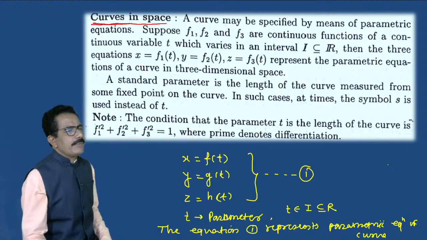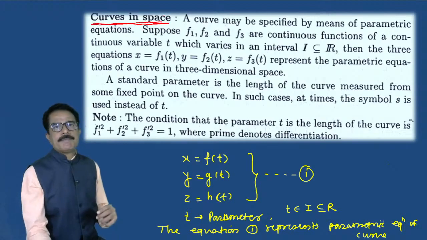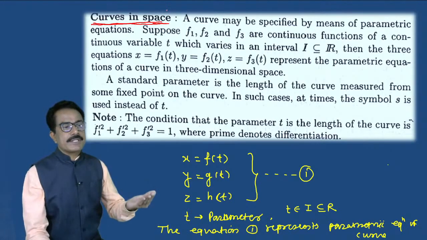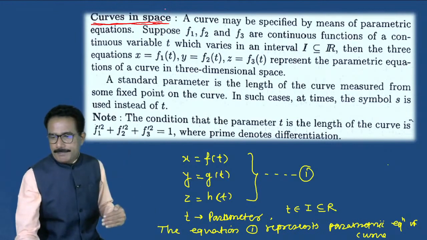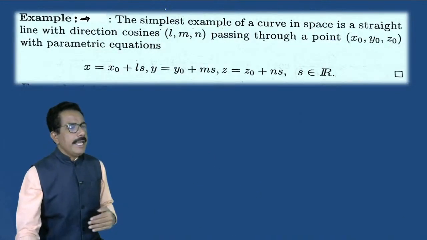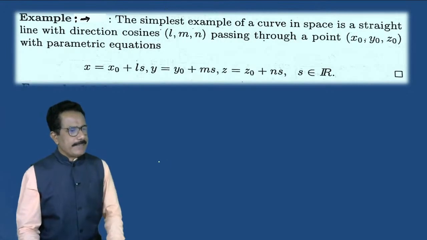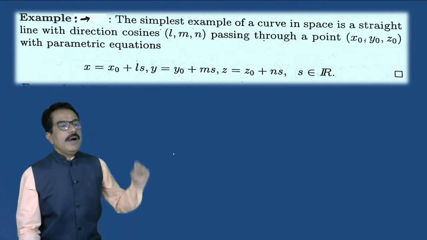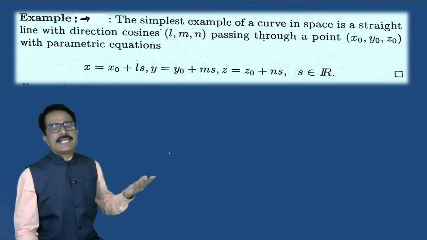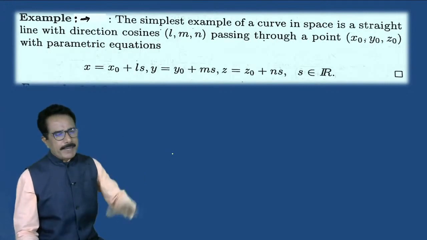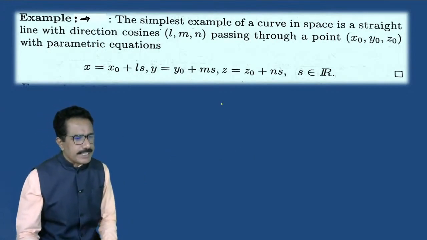This is the concept of a curve in space or in 3-dimensional geometry in the form of a parametric form. Example, the simplest example of a curve in space is a straight line.